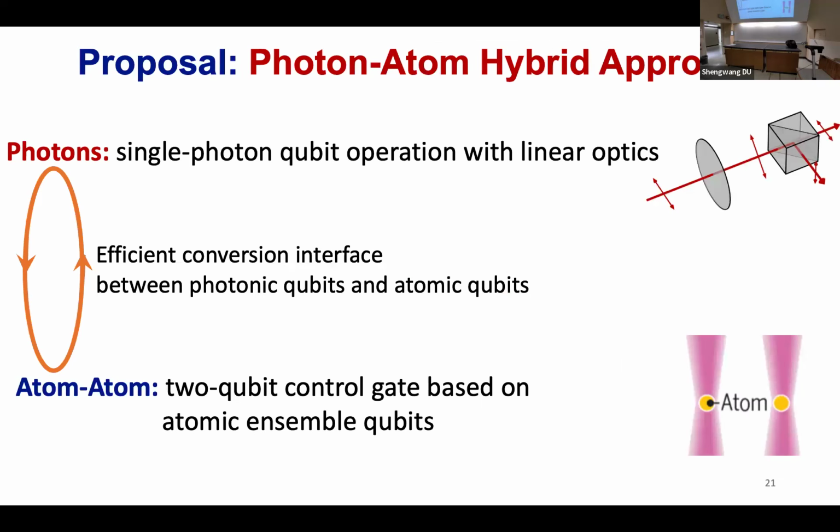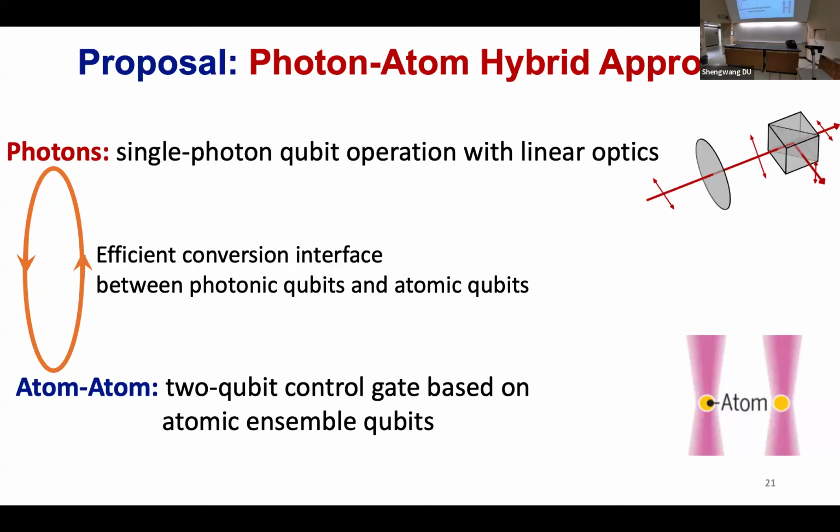So how to do that? This is the picture. First of all, we try to use a photon-atom hybrid approach for quantum computing. For the photon, it is very easy. Let's say we use the polarization of the photon as a qubit. It's very easy to manipulate a single photon qubit with just linear optics, like a half-wave plate, beam splitter, quarter-wave plate. Even undergraduate students here can do that. It doesn't cost any money.